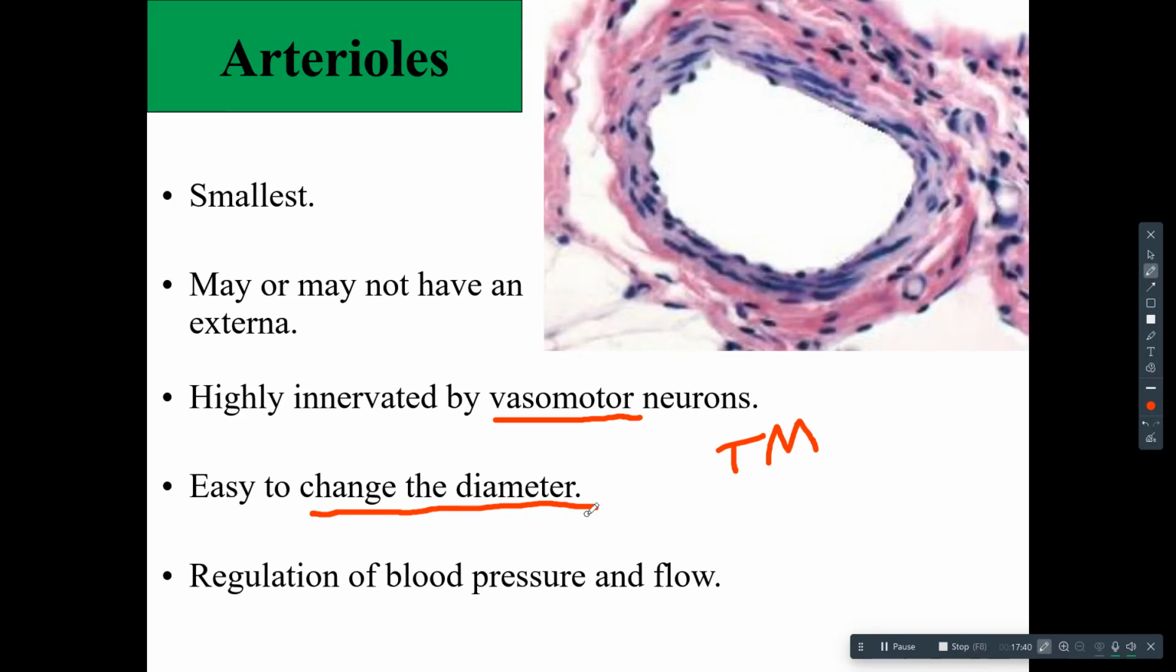And by changing the diameter of arterioles, that allows me to regulate blood pressure and regulate blood flow. So arterioles are super important because they are my sites of regulation of pressure and flow. They are where I regulate pressure and flow because it is easy to change the diameter. I change the diameter by affecting my tunica media, which is the smooth muscle. And I do that because I have a lot of vasomotor neurons that go to that tunica media. Vaso means vessel, motor means movement or mover. So the movement is involved in that diameter change.